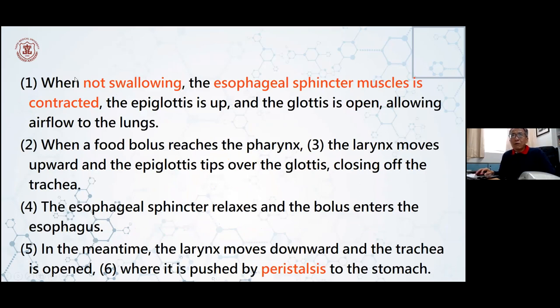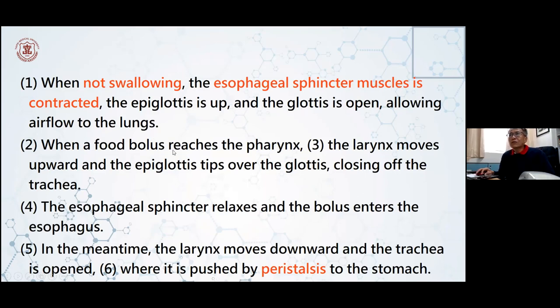So when the person is not swallowing, the esophageal sphincter muscle contracts and the epiglottis is up. So the glottis is open. So the airway is open. So no swallowing, no food intake. The esophageal sphincter muscle contracts and the epiglottis is up and the glottis is open and the airway is open.